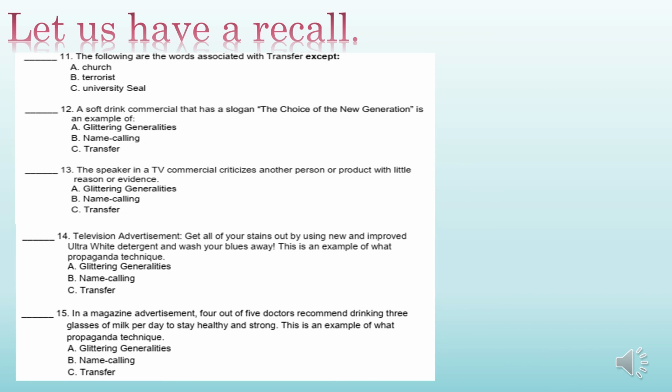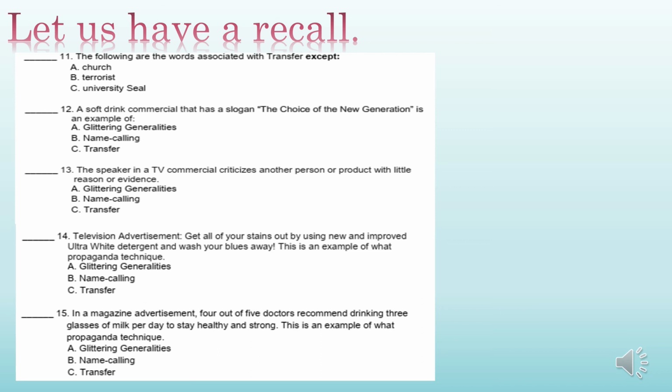Okay, number 11. The following words are associated with transfer except church, terrorist, university seal. What is your answer? The answer is letter B. Because terrorist is more of name calling. Okay, church is more of transfer. 12. A soft drink commercial that has a slogan, the choice of the new generation, is an example of blank. Glittering generalities, name calling, and transfer. So what do you think? It is letter A. Glittering generalities.